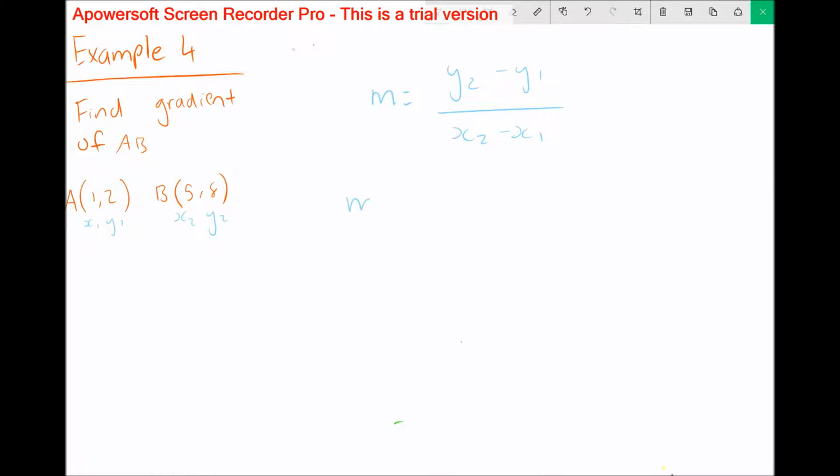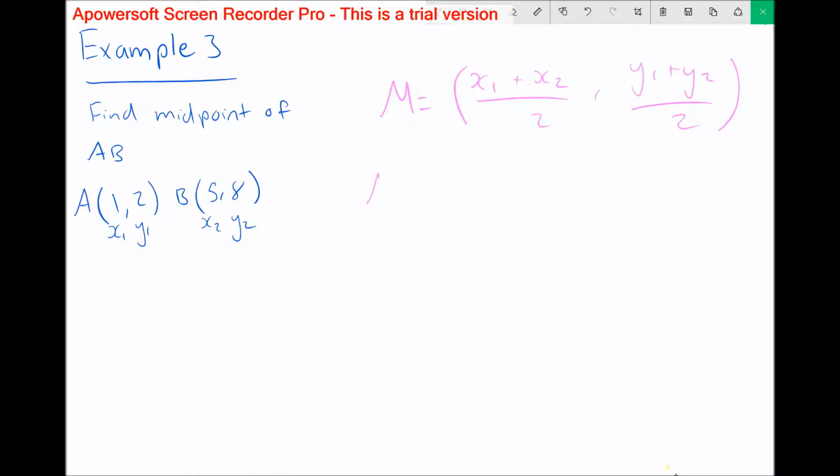13. This question requires us to find the gradient of AB using the same coordinates from the previous question. First, we label x1, y1, x2, and y2 and state the gradient formula. After stating the formula, it's a simple substitution with corresponding values to get a simplified answer of 3 over 2.